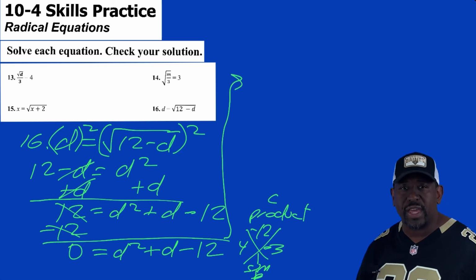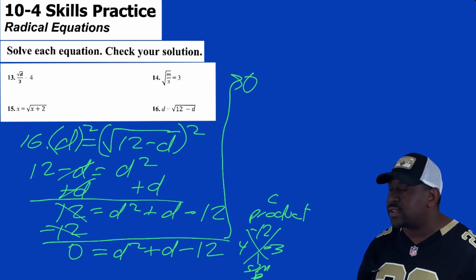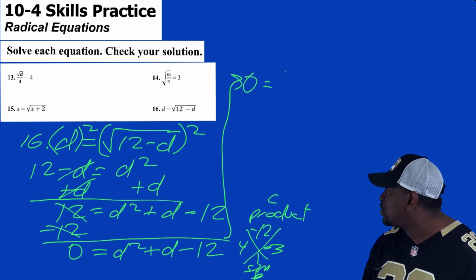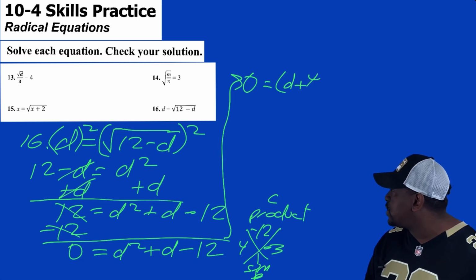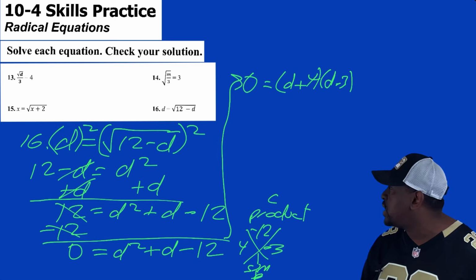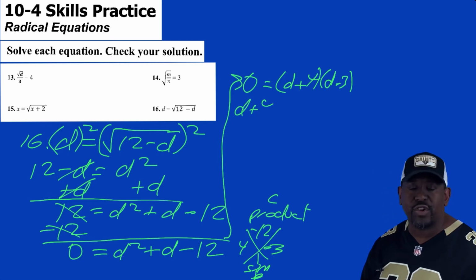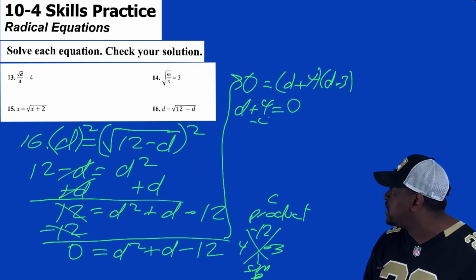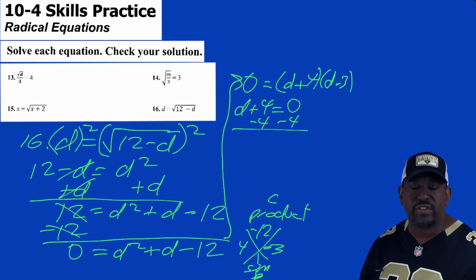That will be 4 and negative 3. 4 times negative 3 is negative 12, and 4 minus 3 is 1. So you break that into two factors: d plus 4 times d minus 3, set equal to 0. Use the zero product property. Take each of those factors, set equal to 0, and solve for d.